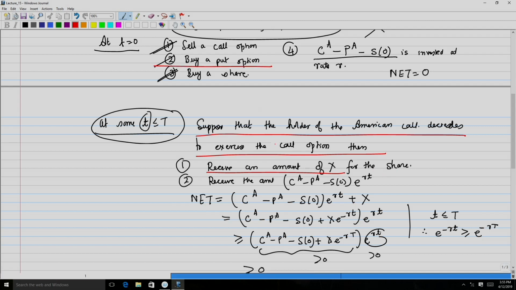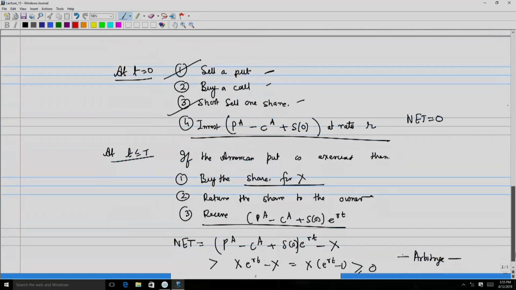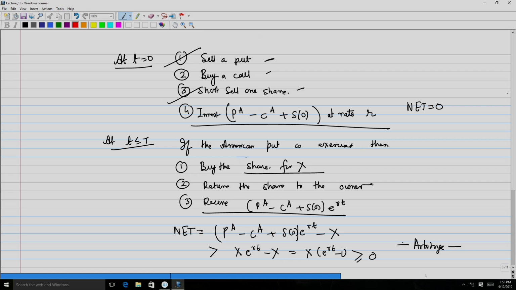So, even if the call option is not exercised, as I had assumed here, you can still receive an amount of X by exercising the put option. That means your argument here does not change, except that you will have to wait up till time t equal to capital T. Likewise, the same thing here, I have given the argument by assuming that the American put is exercised and then you buy the share for X.